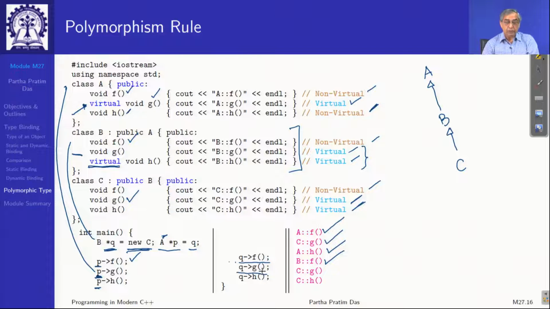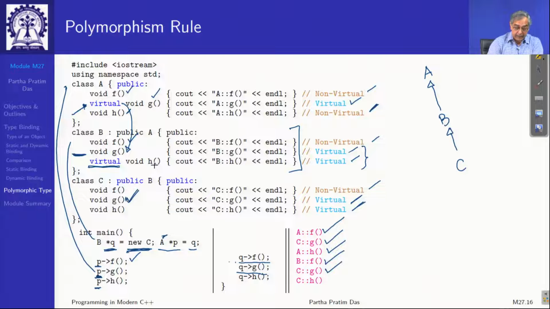Now, if I look at G, what will happen? G is not explicitly written here, but it has inherited the virtual function property from its parent. So, it is a virtual function. So, it will not be statically bound, it will be bound to the current type of the object Q is pointing to, which is a C type object. Therefore, it calls the G function of the class C.